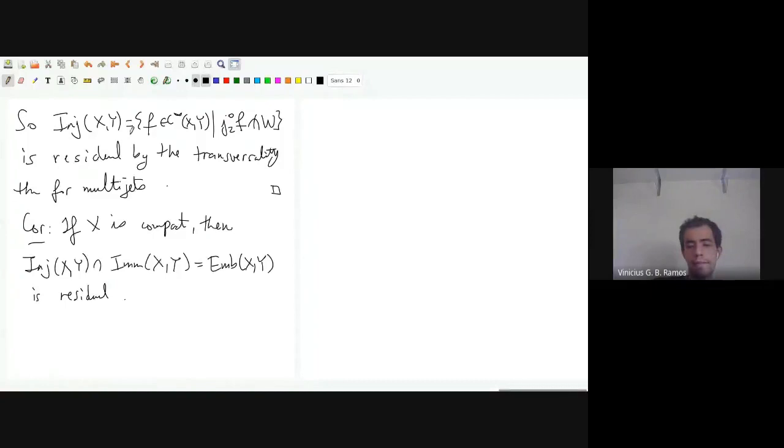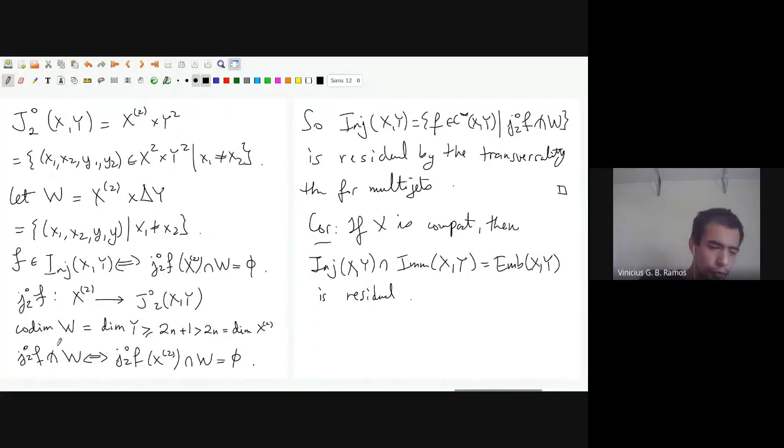So let me go back here. The condition that we had is that the zeroth jet of F in order 2 is transverse to W if and only if the image of this jet does not intersect W. So then, being an injective function from X to Y, we can write that as a set of functions satisfying some transversality condition. And by the transversality theorem for multi-jets, this set is residual.